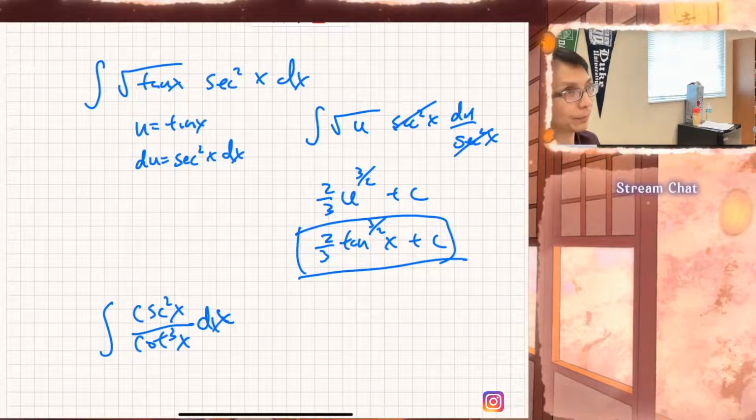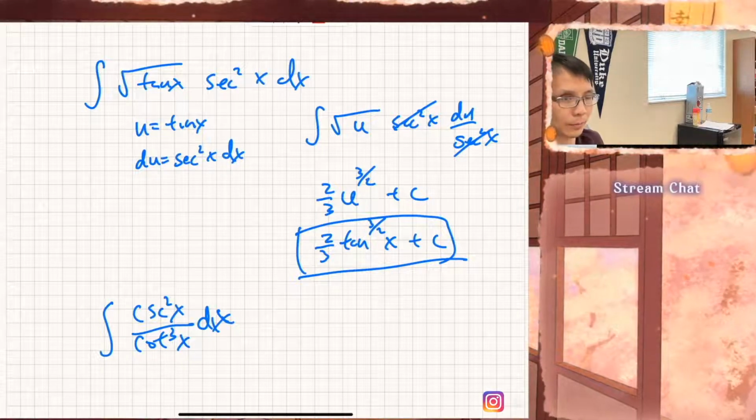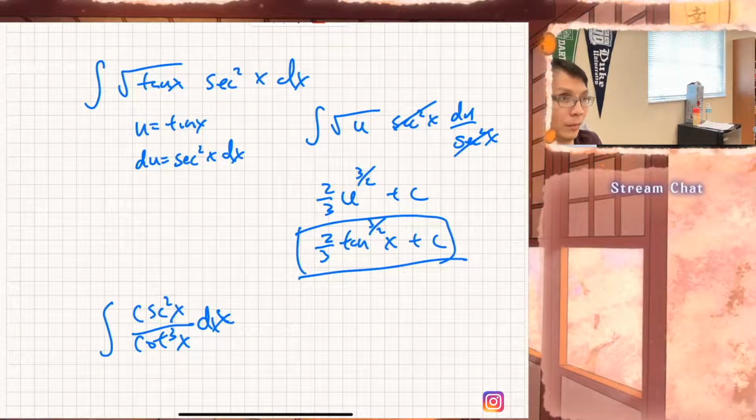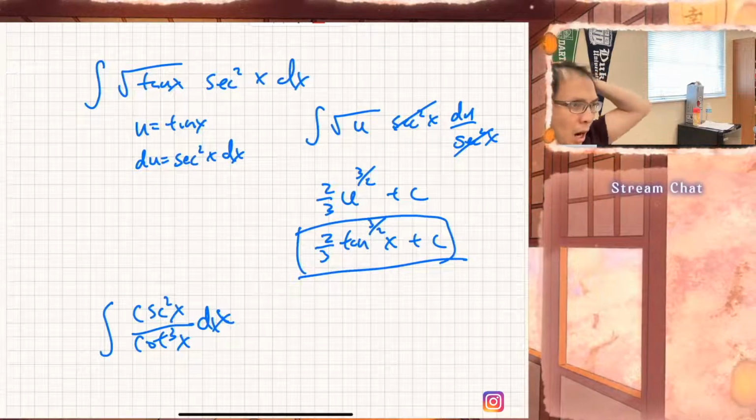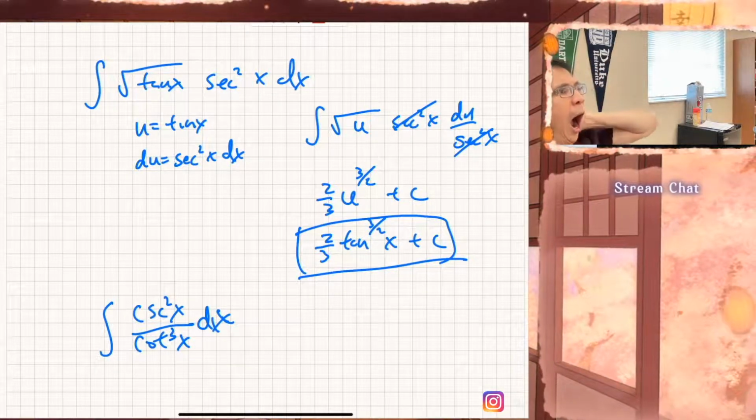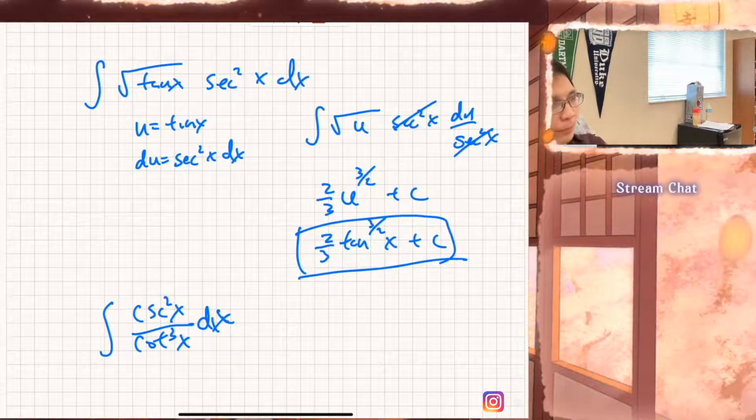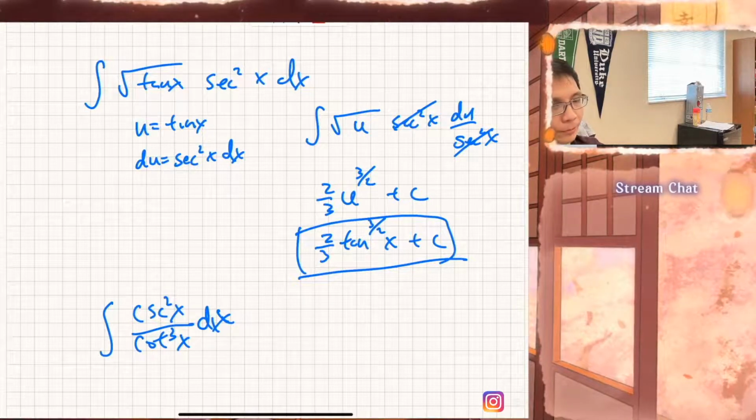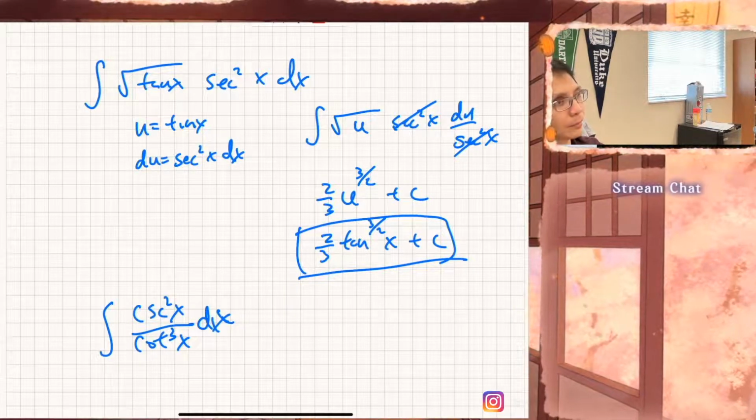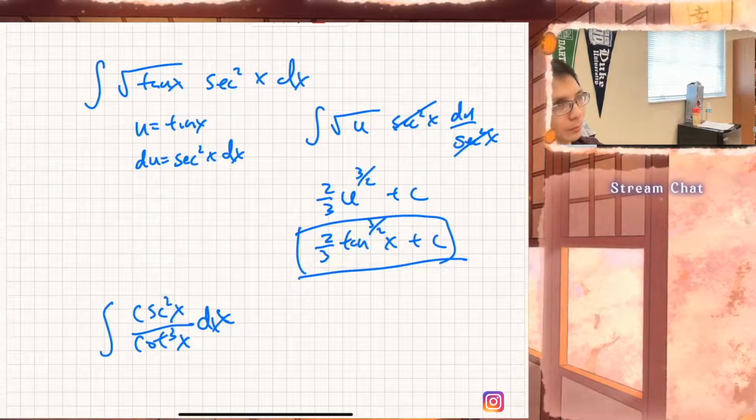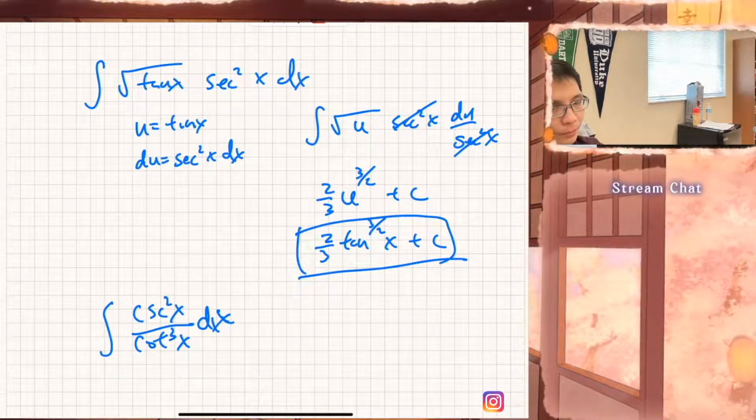I don't know. Cotangent is negative. I don't know. I would try simplifying the thing first. It would be cosecant squared x times cotangent to the cube x to negative 1.